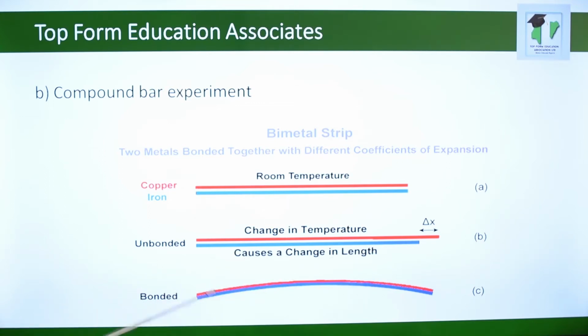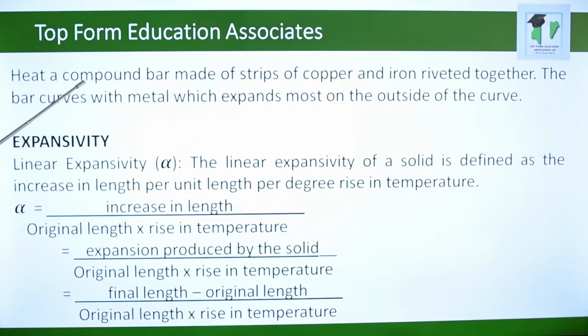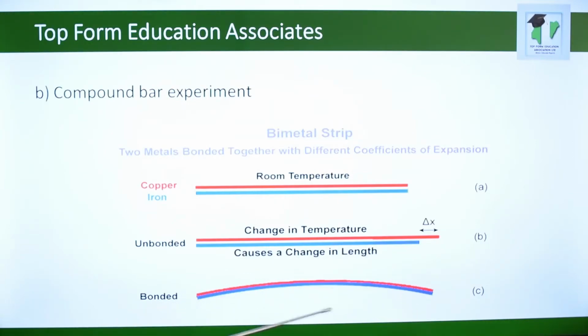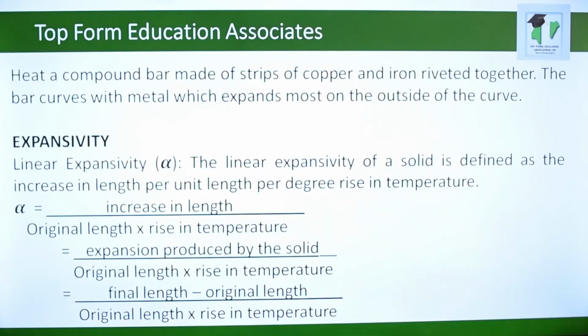Then it bends, with the metal that has more expansion on the outside. We say when we heat a compound bar made of strips of copper and iron riveted together, the bar curves with the metal which expands most on the outside of the curve. You see, the one that expands most is the one that curves outwardly. Are you getting it? So this is another experiment to show expansion of solids.